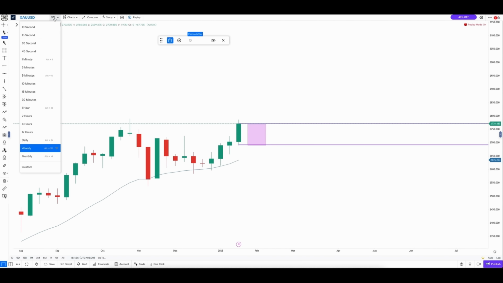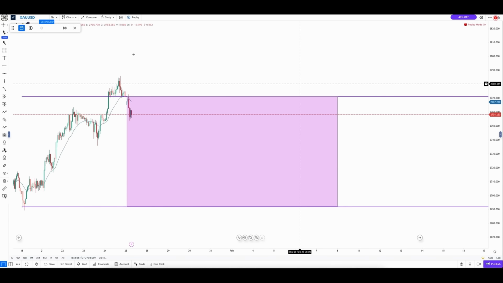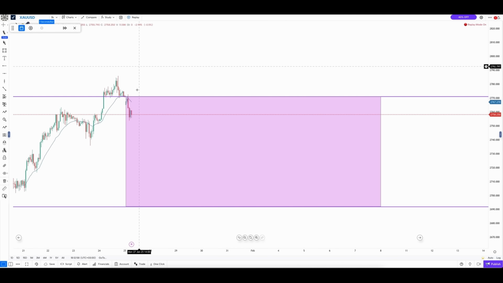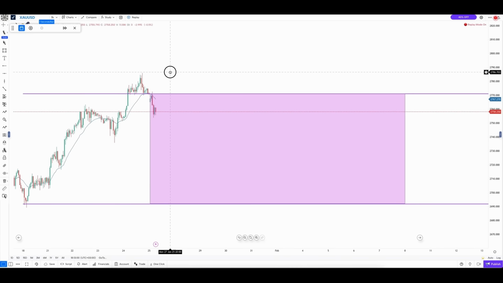So let's go on to the 1 hour chart right here so that we can see. So guys, we can see that we are now on the 1 hour chart, and this is the same purple box that we drew on the weekly chart right here. On the weekly chart we drew this purple box because we want to wait for the market to come back inside for us to trade a continuation.